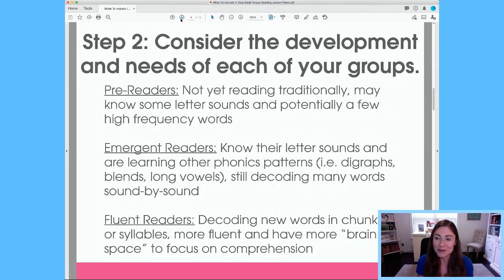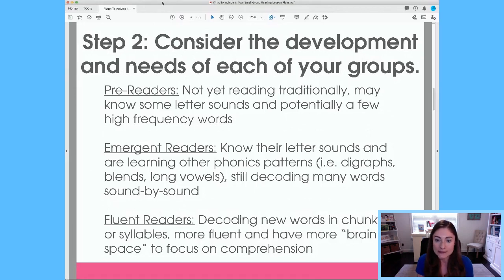All right, so step two, when you're planning your small groups and trying to figure out what to put in, is to consider the development and needs of your groups. And so I've kind of broken down where your students may be with their reading into 3 categories. And this is a little bit oversimplified, right? Like, we know there's more than just 3 stages that kids go through when they're learning to read. But for the purposes of this mini training, I think this will be helpful.